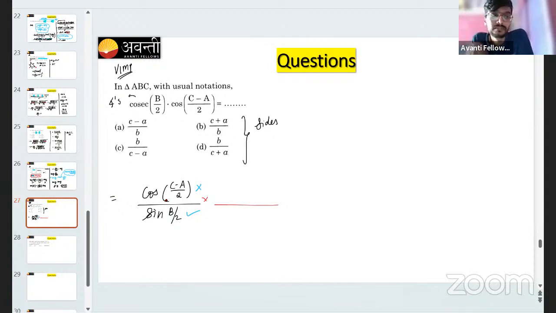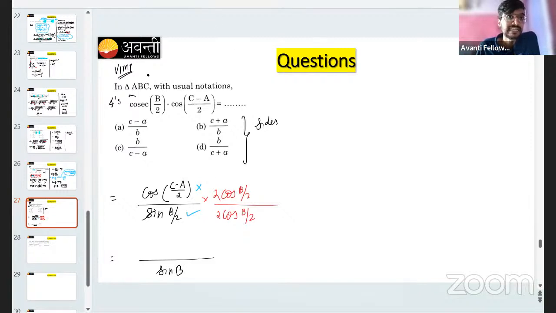So what can I do to make B by 2 equal to B? I need to use the double angle formula for sine. That means I'll multiply by 2 cos B by 2 and divide by 2 cos B by 2. So in the denominator, I got 2 sine B by 2 cos B by 2, which is sine B. This is sorted. And in the numerator, remember we are in a triangle. That means A plus B plus C is equal to pi. So I can write B by 2 as pi by 2 minus A plus C by 2.